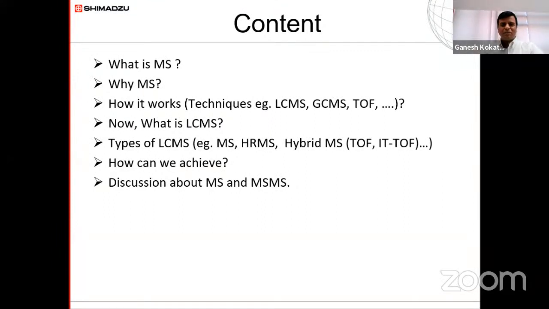We will include what is MS, why we are using MS, what is the purpose of MS, and how it works. Apart from that, what are the different applications or types of MS, that includes either HRMS or a hybrid, or maybe TOF or MALDI or different types of MS, and how we can achieve our target by using this detector.